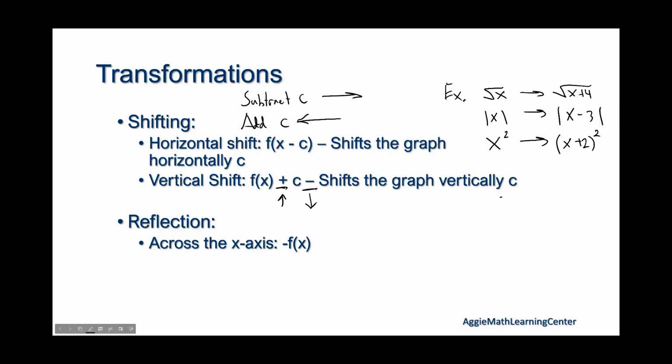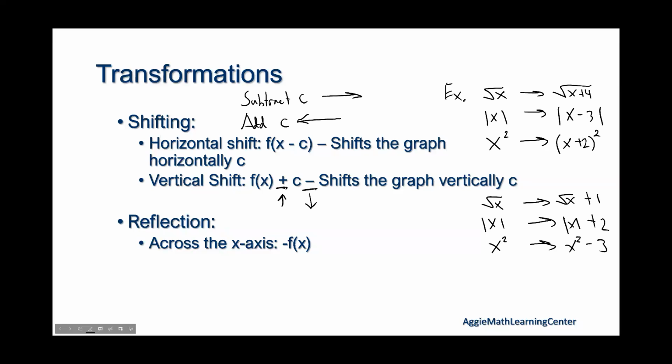With vertical shifts, it's outside of the parent function. So if I want to shift the square root of x up a unit, I'm going to get the square root of x plus 1. Absolute value of x, I'm going to do the absolute value of x plus 2. X squared is going to be x squared minus 3. That's shifting down. So up and down is outside of the parent function. If it's left to right, it's going to be inside that parent function.